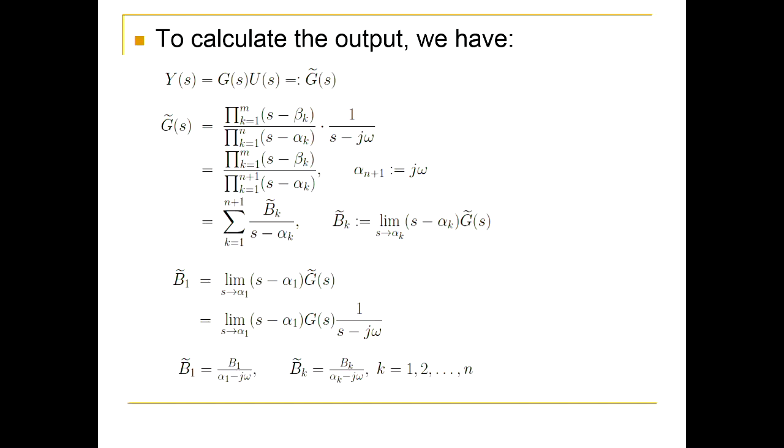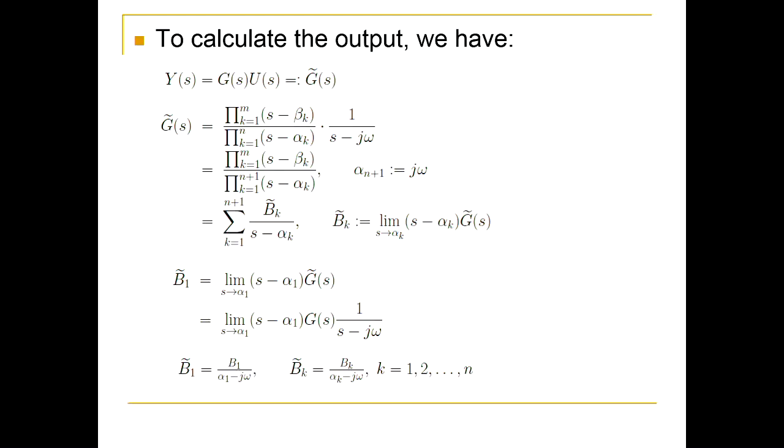So what I'm doing is the output of the system to this input would be basically equal to this G tilde, where I multiply the transfer function. By the way, the transfer function has non-repeated poles. All poles are different, so all the alpha k's there are different. And this last term here is exactly the Laplace transform of the input. So the output of the system is the product of the transfer function times the Laplace transform of the input.